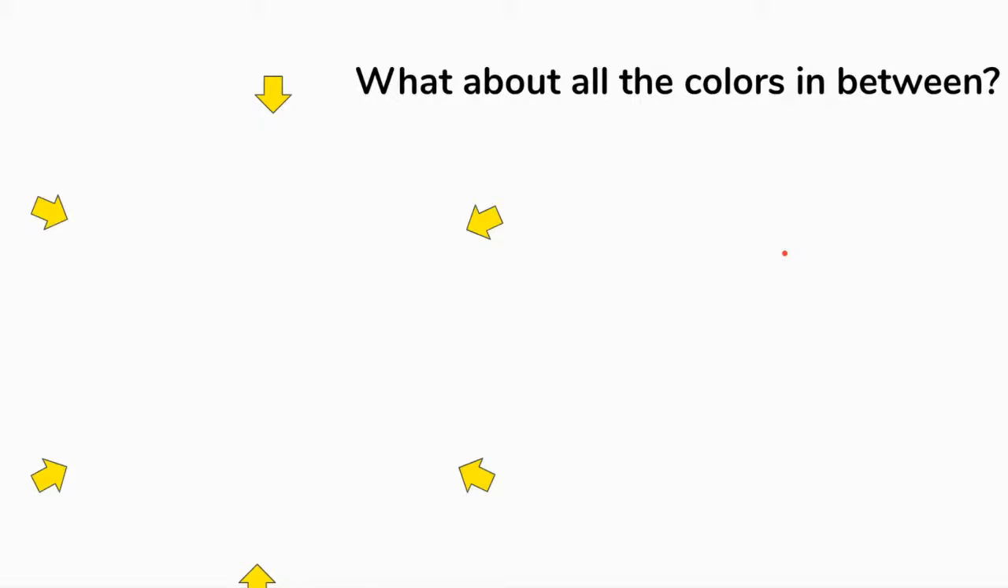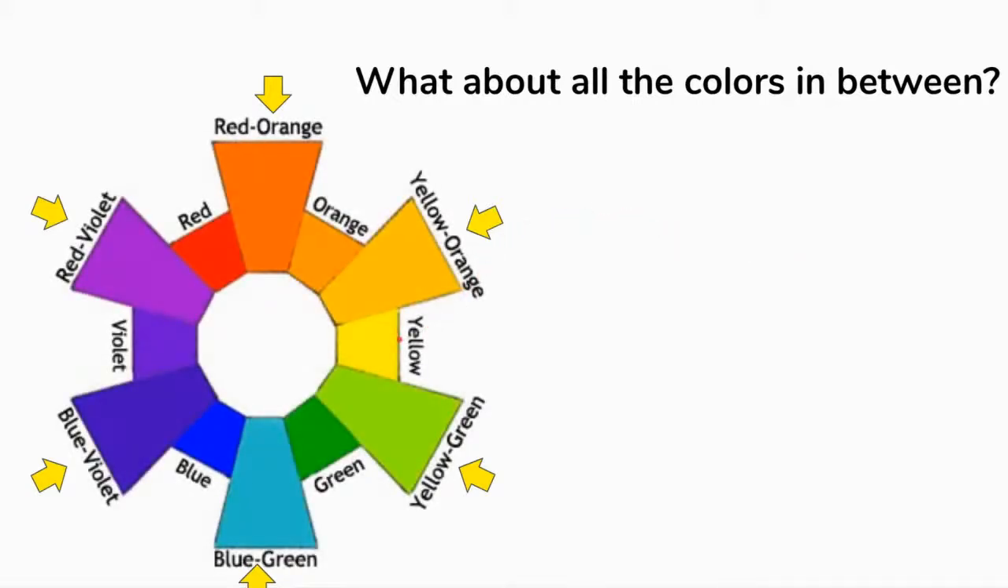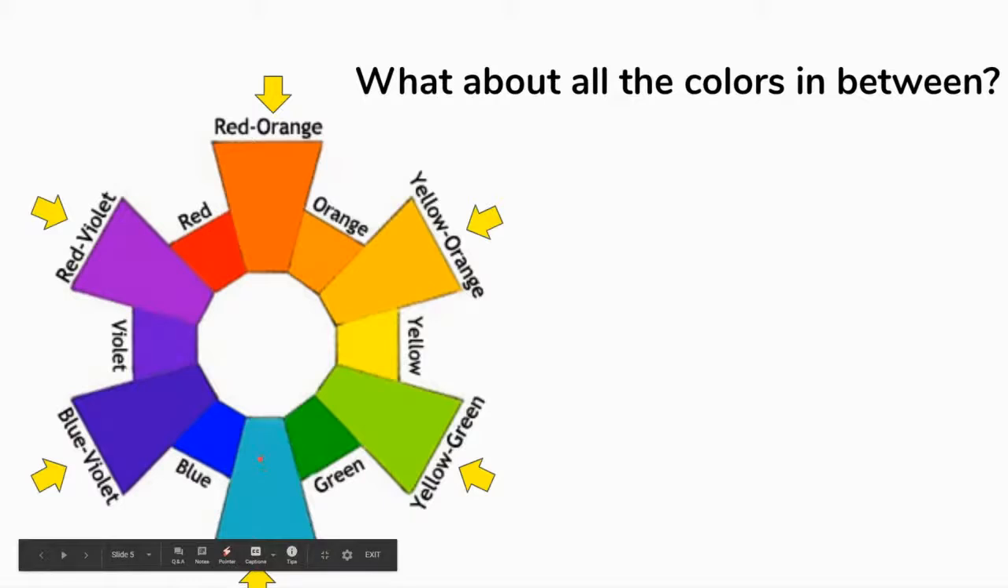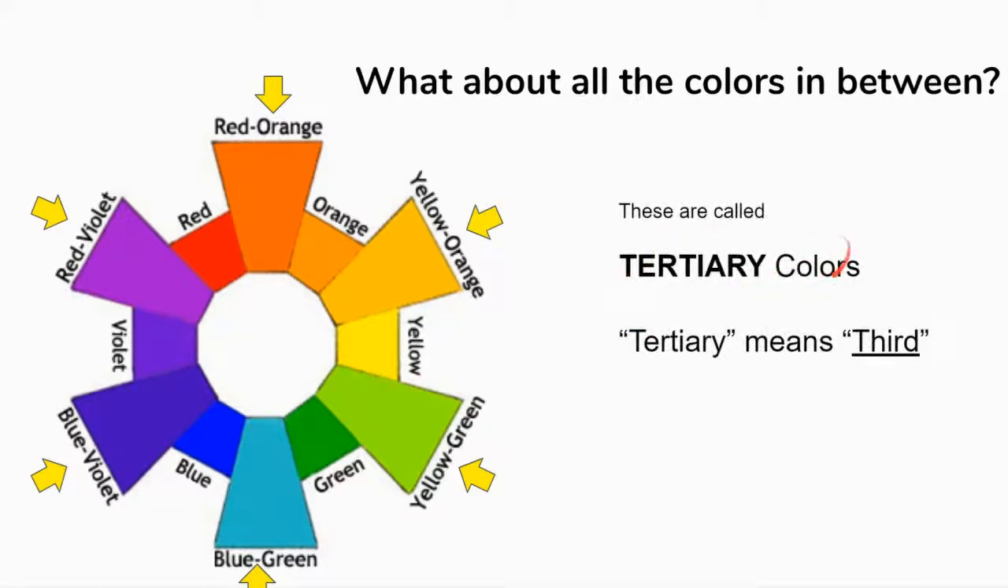Here's where things get even a little trickier. What about all these colors in between? So we have yellow, which is a primary color, and we have orange, which is a secondary color. But what about yellow-orange, or a color like red-orange, or blue-green? Well, when you mix a primary and a secondary color together, that's called a tertiary color. Tertiary means third, because it's the third kind of color you can make.